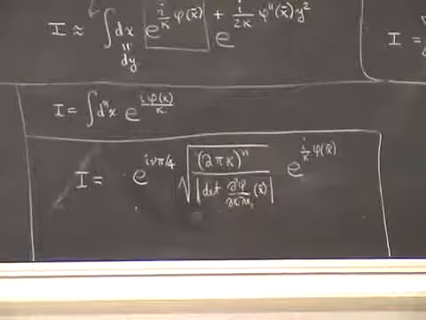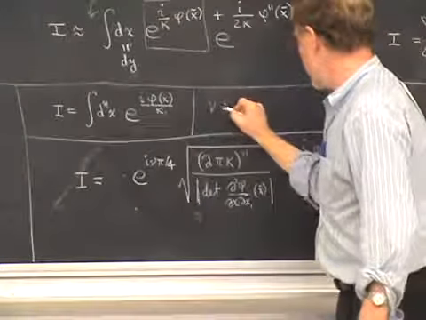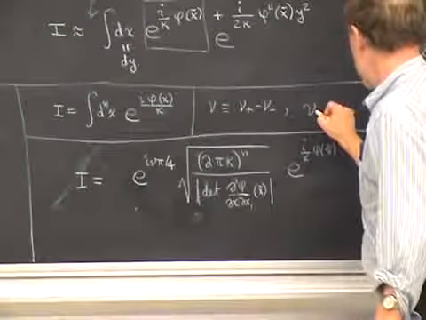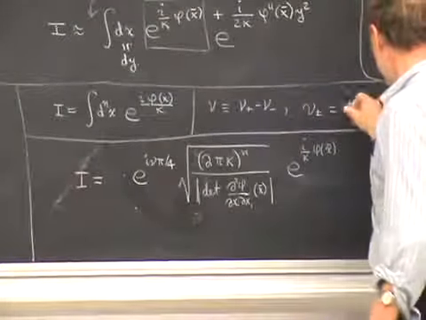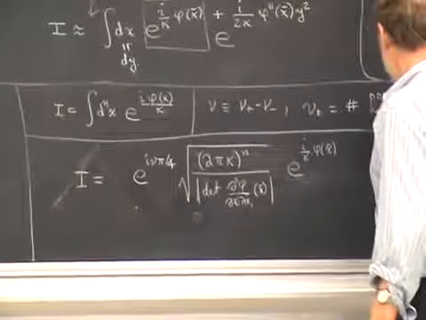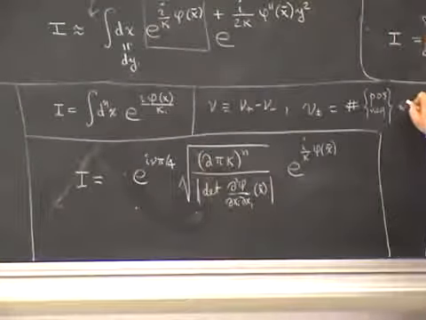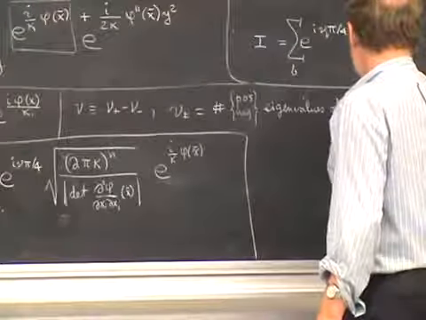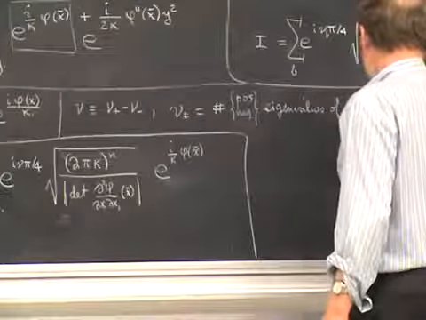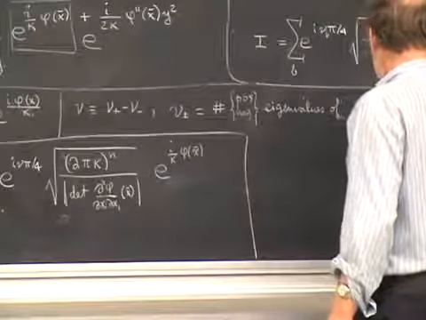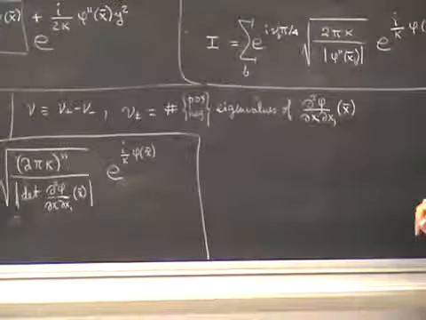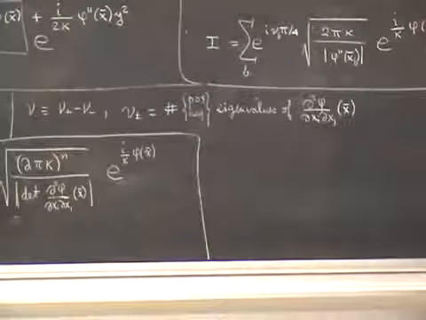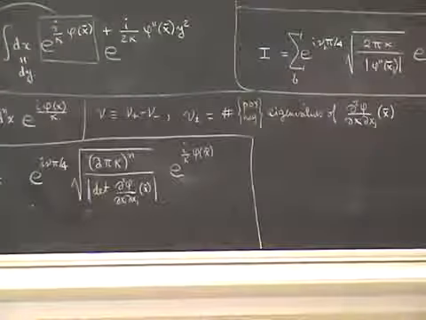If they're positive, they give you a plus pi over 4, and if they're negative, they give you a minus pi over 4. So the nu here is defined to be nu plus minus nu minus, where nu plus and minus are equal to the number of positive or negative eigenvalues of the second derivative of the phase, xi, xj, evaluated at the stationary phase point. It's a symmetric matrix here. So this just accounts for the plus or minus pi over 4 phase factors that come from the n different Gaussians.